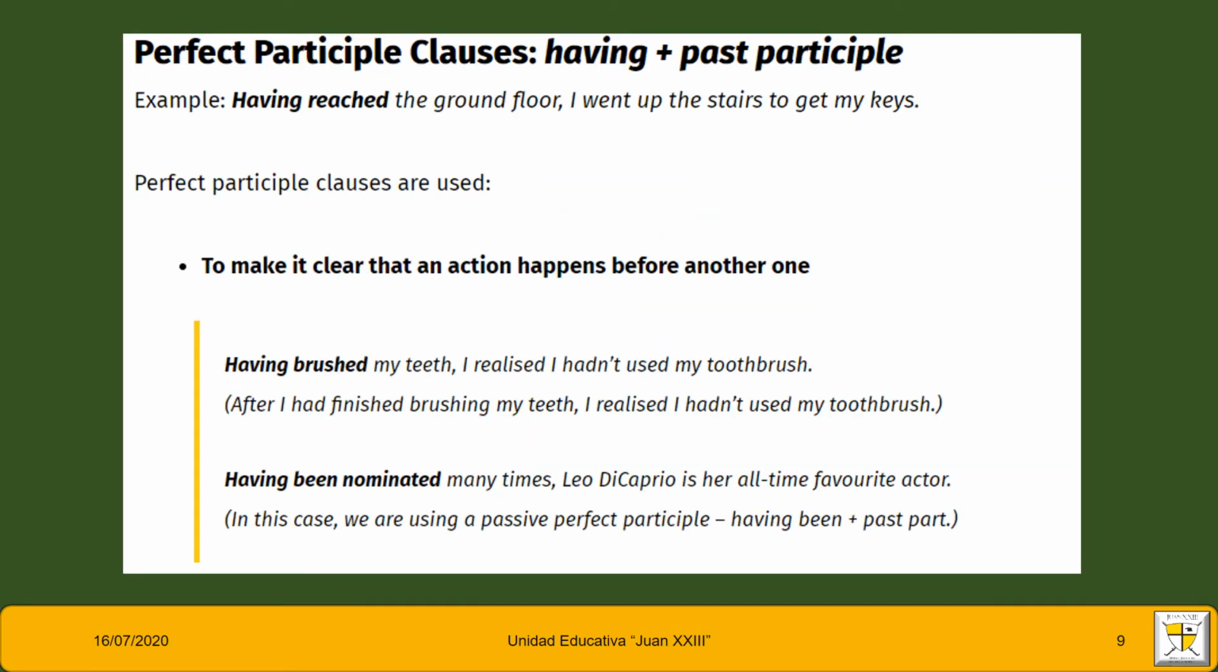Perfect participle clauses: having plus past participle. Example: Having reached the ground floor, I went up the stairs to get my keys. Perfect participle clauses are used to make it clear that an action happens before another one. Having brushed my teeth, I realized I hadn't used my toothbrush. After I had finished brushing my teeth, I realized I hadn't used my toothbrush.